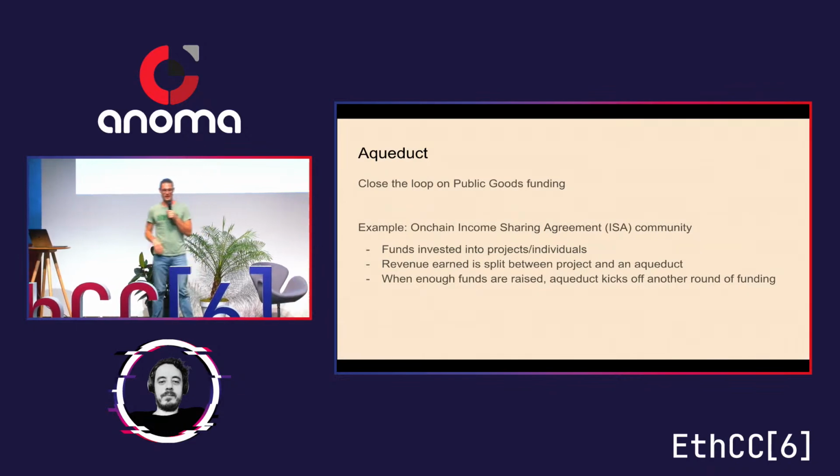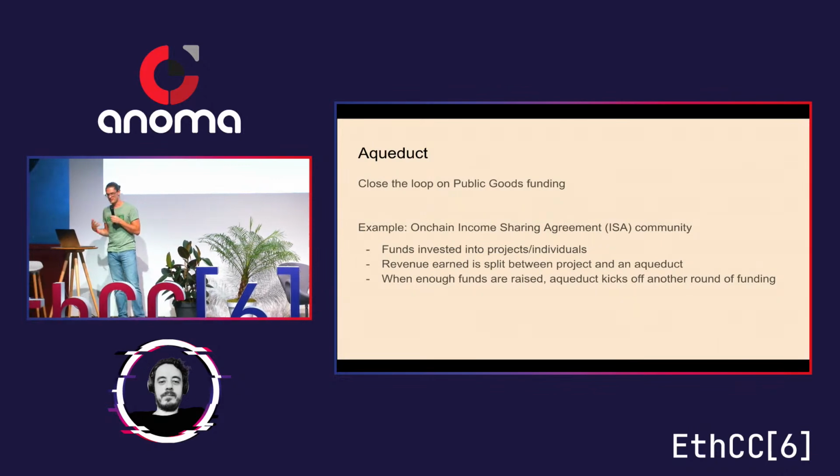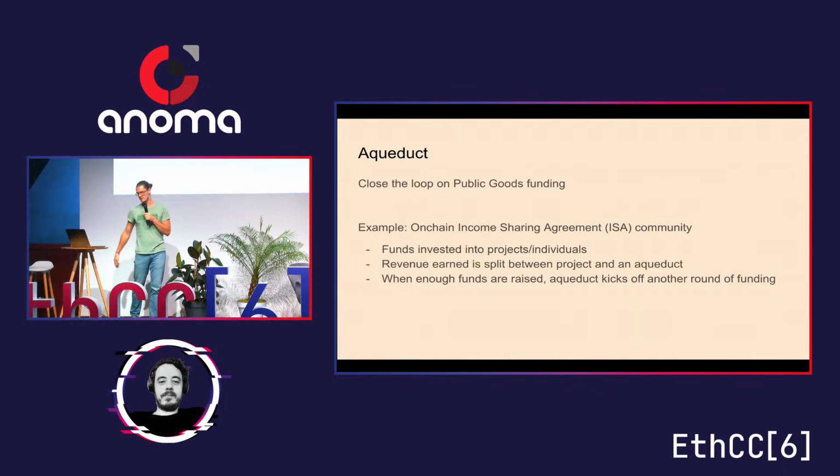This is effectively what the aqueduct does for your protocol, your project, whatever it is. However it is that you earn revenue, some percentage of that can go into the aqueduct. You can invest it into projects that are going to create TVL on your project or transaction volume or whatever it is.